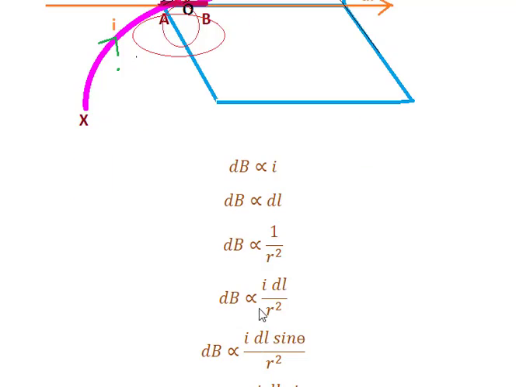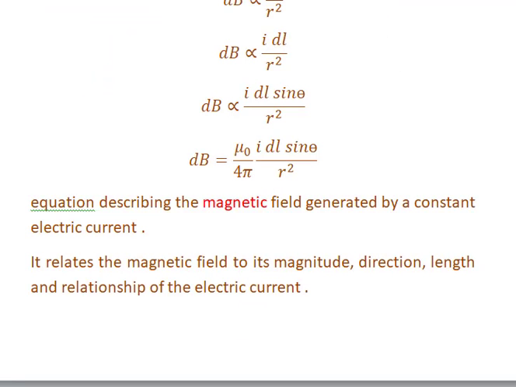So we combine these. The change in magnetic field dB is directly proportional to the current, directly proportional to the element length, and inversely proportional to the square of the distance between them. So dB is proportional to I dl, and dl is taken as sin theta, supposing it is inclined at some angle, divided by r square. So dB is equal to mu naught by 4 pi, I dl sin theta by r square, where the proportionality constant is mu naught by 4 pi.